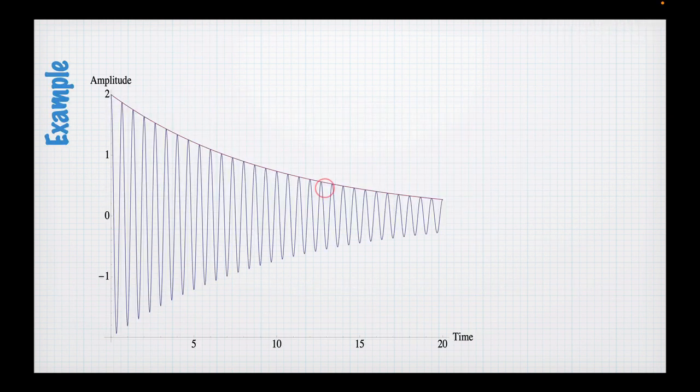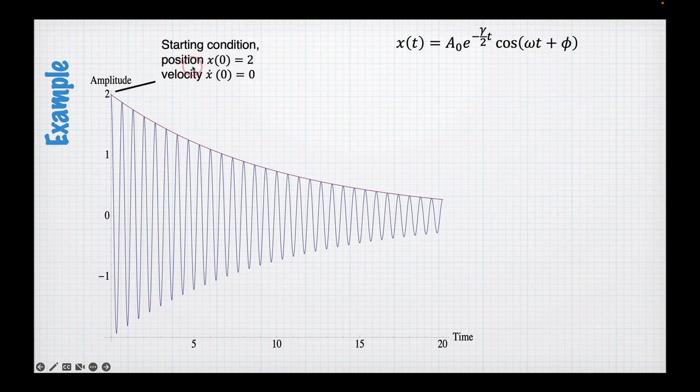So I'm going to work through an example now of a damped oscillation. This is a graph that would be given by this equation here, but we don't yet know the parameters A0, gamma, omega, and phi. So we're going to use this graph to find them, along with the initial conditions that the position starts at 2 and the velocity starts at 0.